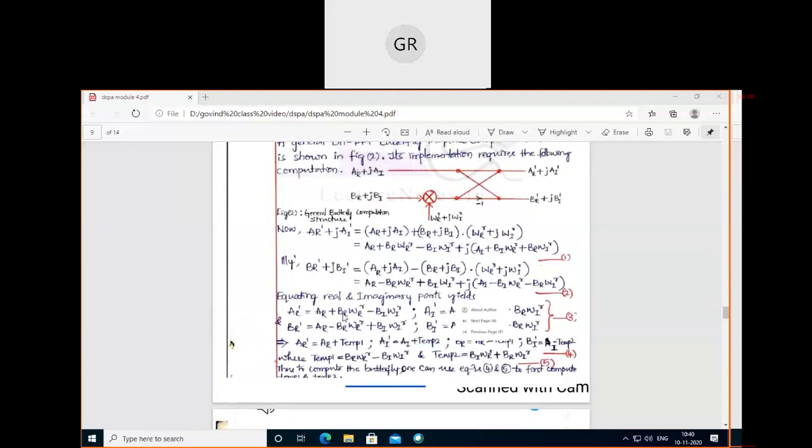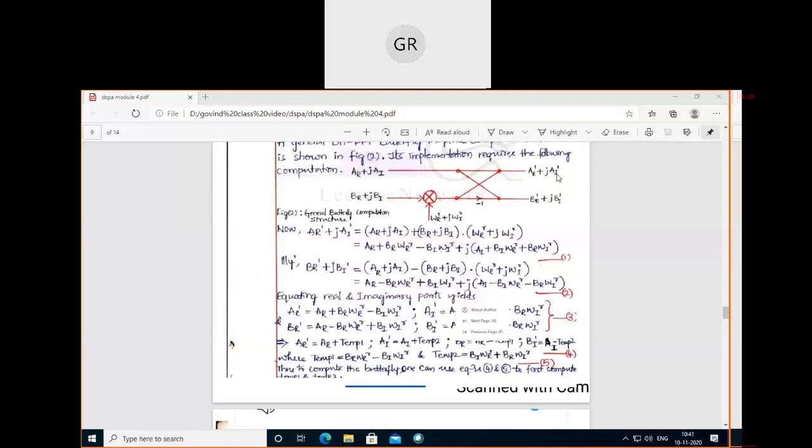That is AR plus BR WR minus BI WI. Similarly, we calculated AI dash, BR dash, and BI dash. Here we consider temp1 and temp2. Temp1 is equal to BR WR minus BI WI, and temp2 is BI WR plus BR WI. Just remember these equations. AR dash, the first output real value, is AR plus temp1. BR dash, the second output real value, is AR minus temp1.